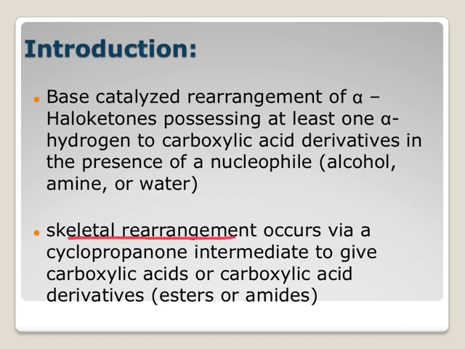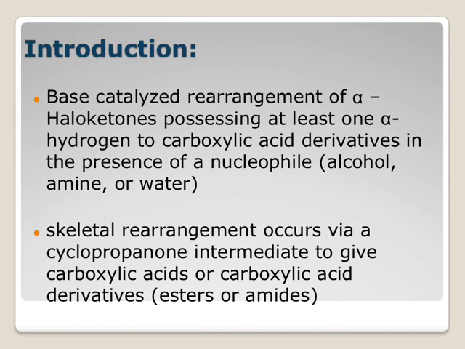That means there is a change in the carbon skeleton, and it occurs via formation of a cyclopropanone intermediate to generate either carboxylic acid or carboxylic acid derivatives. Now whether carboxylic acid is obtained or its derivatives such as esters or amides are obtained, that depends upon which kind of nucleophile is being used to carry out the reaction.